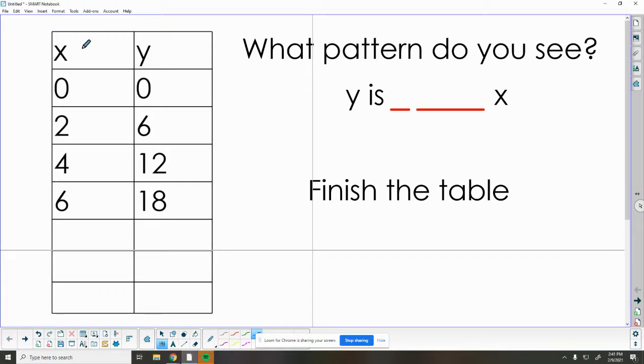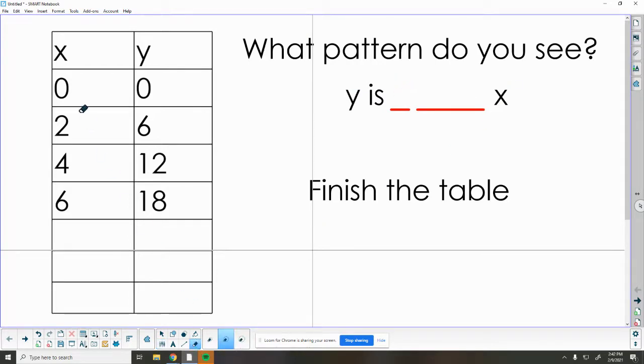So it has this graph here. Here's X, here is Y. So you can see X is 0, Y is 0. Now X is 2, Y is 6. So we've got this pattern. So we want to see what patterns we notice. So here it tells us that Y is blank, blank, X.